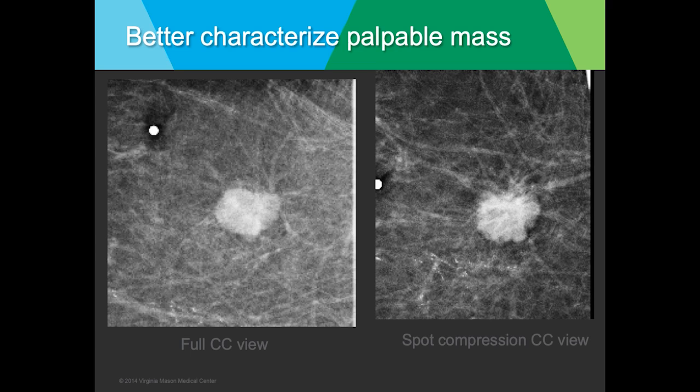And here's an image from a palpable workup. You can see on the left side of the screen, this is a blown up view from the full CC view. The round bright area to the left is the BB marker indicating the area of palpable concern. And on the right side of the screen is a spot compression CC view. So recall, this would bring the lesion closer to the detector and decrease the geometric unsharpness. And as a result, you can see that the margins are microlobulated and indistinct. You can also see just below the mass are some calcifications that are better depicted on the spot compression view. Generally, calcifications are better seen with magnification, but spot compression can also bring them out as well.